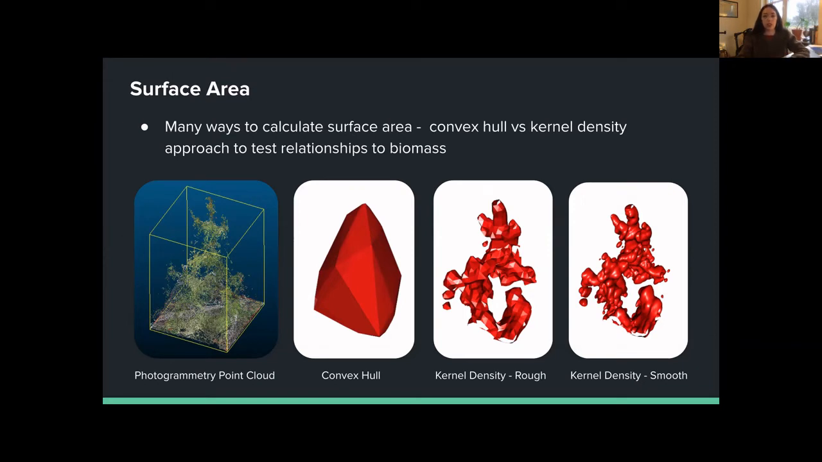Within the kernel density approach, as you can see here, we tested a rougher approach, which yielded a more pixelated surface area that you can see in the middle image, and a smoother approach, which yielded a much higher resolution rendering of the photogrammetry surface area. And these three images all represent that original photogrammetry cloud that you can see on the left.